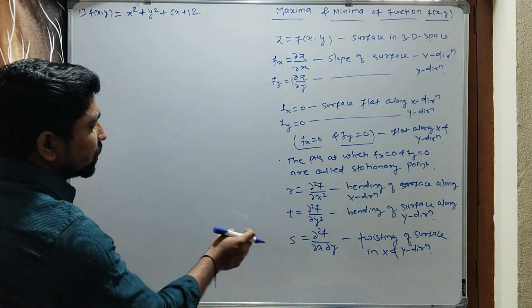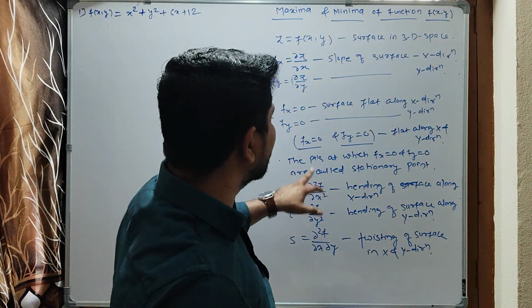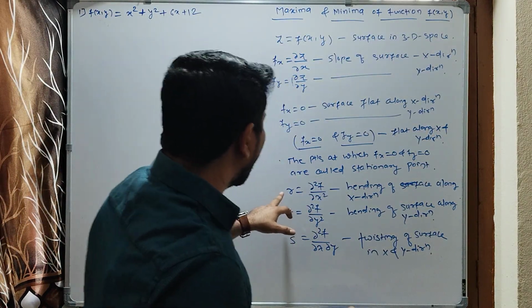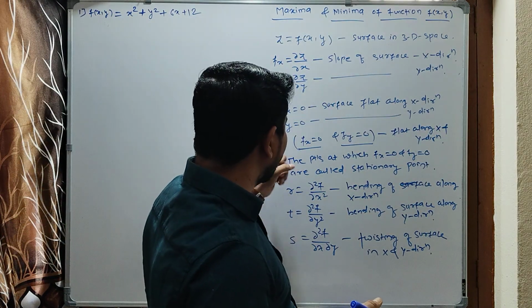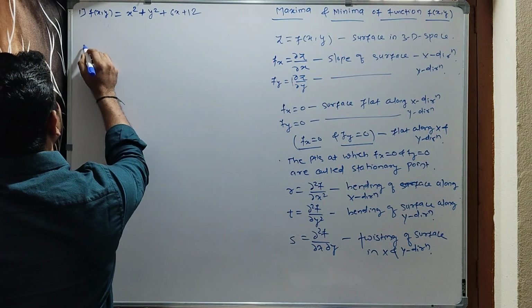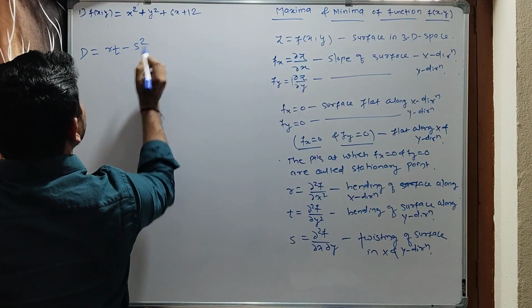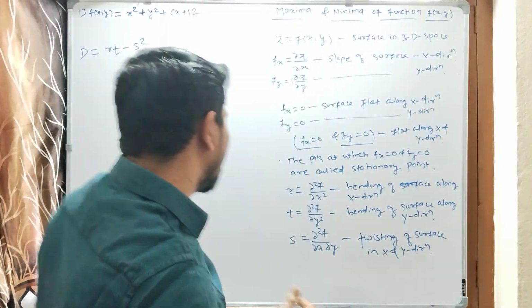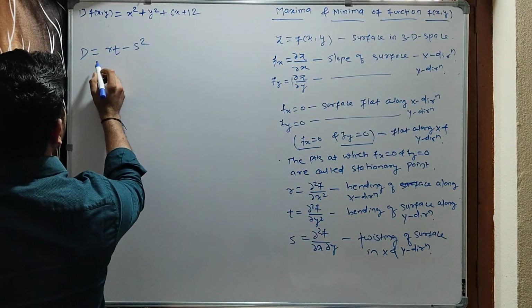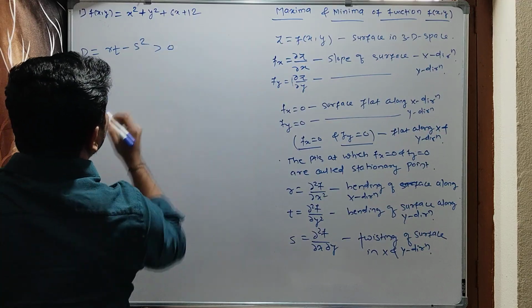Now I want to find, so this is my r, s, t. Now I want to define the nature of my function at this point. So here I want to define r, s, t at this point. Now define D equal to RT minus s square. So here this is the determinant that comes from the Hessian matrix. So D equal to RT minus s square, which is greater than 0.